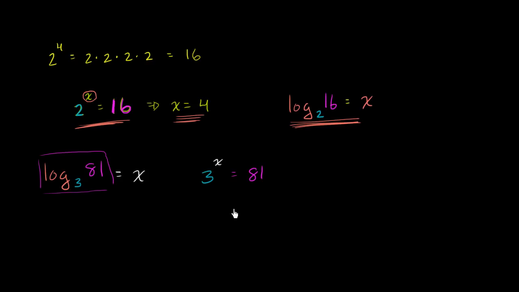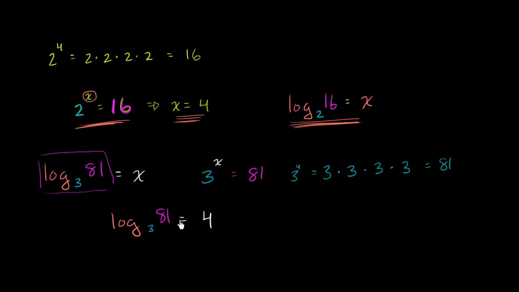Well, what power do you have to raise 3 to get to 81? Let's experiment a little bit. 3 to the 1st power is just 3. 3 to the 2nd power is 9. 3 to the 3rd power is 27. 3 to the 4th power, 27 times 3, is equal to 81. So x is equal to 4. So we could say log base 3 of 81 is equal to 4.